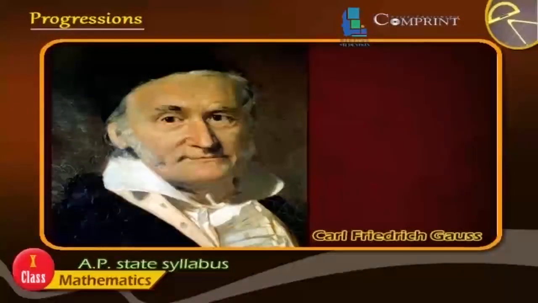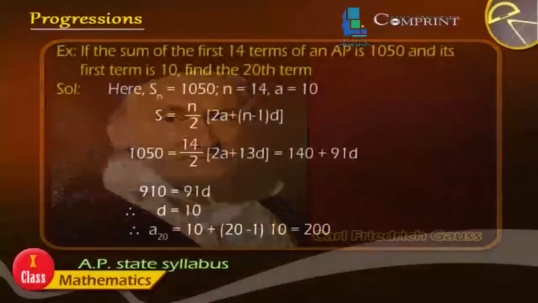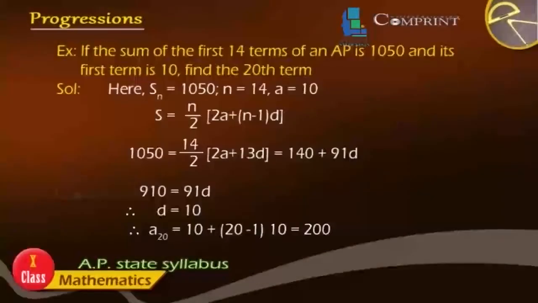Example. If the sum of the first 14 terms of an AP is 1050 and its first term is 10, find the 20th term. Solution. Here Sn = 1050, n = 14, a = 10. S = n/2 × (2a + (n - 1)d).